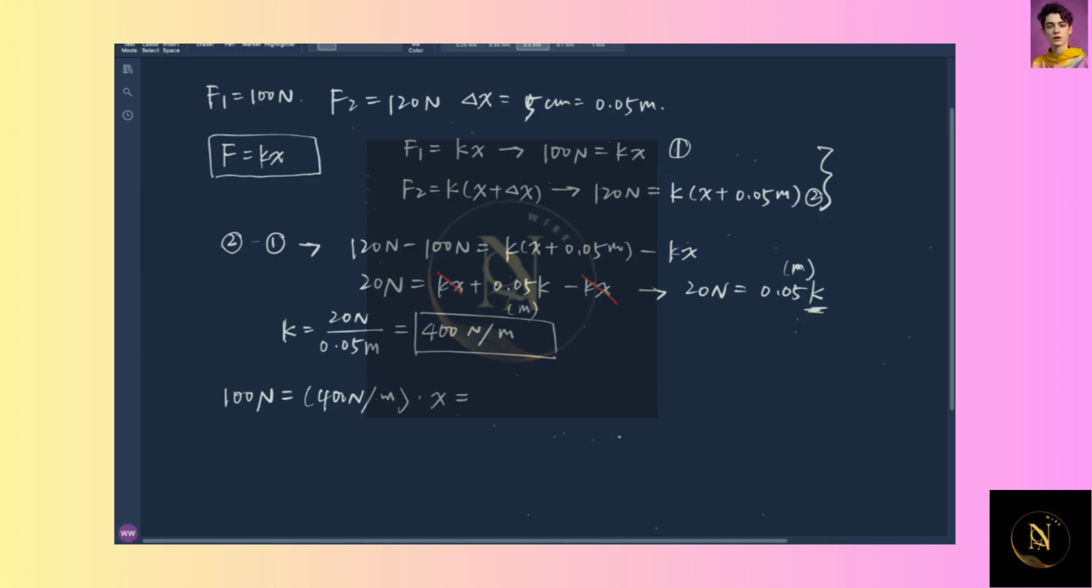And that's going to give us x equals 100 Newton divided by 400 Newton per meter. So we know that x equals 0.25 meter, which is 25 centimeters. And that's the answer for the second part of the question.